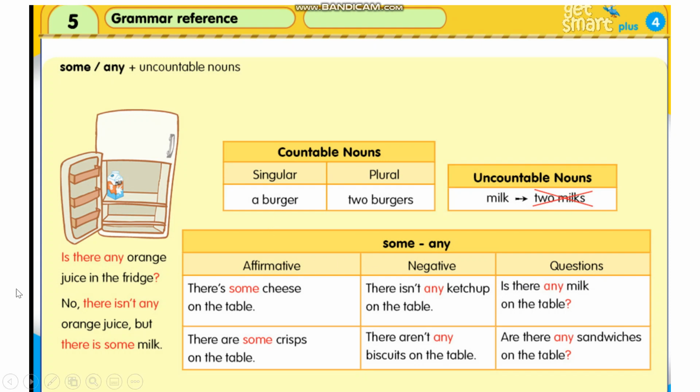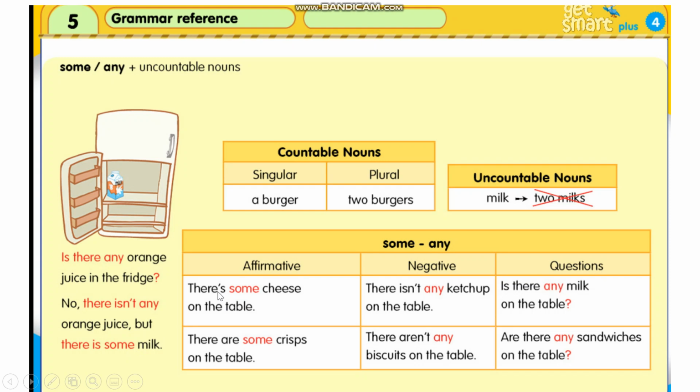For example, is there any orange juice in the fridge? Here we use any for juice, which is uncountable. No, there isn't any orange juice, but there is some milk. So the milk here is also uncountable, so we use some.